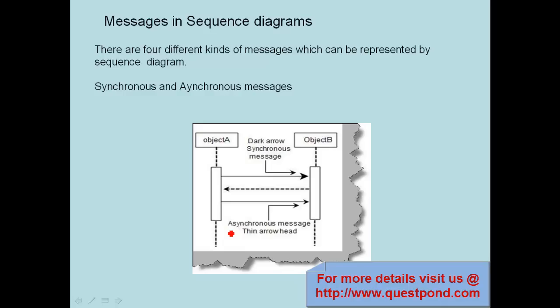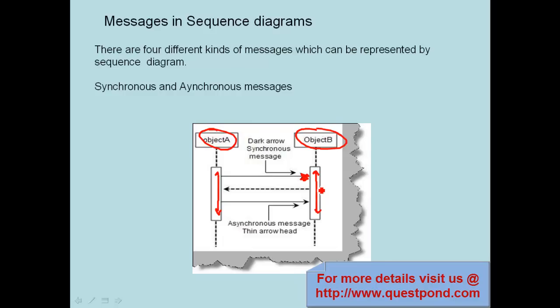The first very basic type of message is synchronous and asynchronous messages. Again, I've shown object A and object B. I've shown the lifetime activation of objects, and then there are message interactions. If you want to show a synchronous message, then you need to represent it by a dark arrow with a very bold head, with a big arrowhead. That signifies that it's a synchronous message.